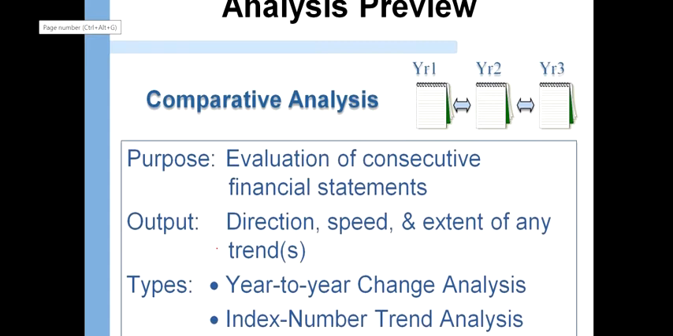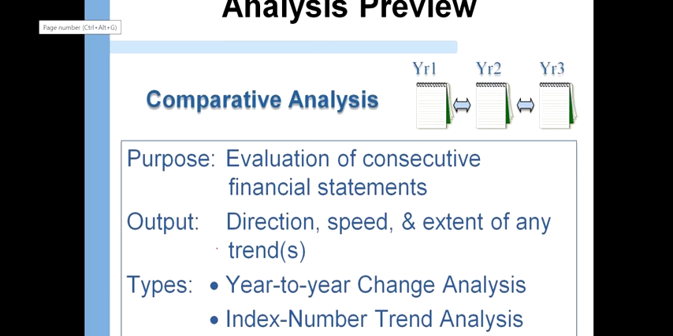So comparative analysis, nama pun compare. So dia compare apa? Compare from year to year. That's why it's known as year to year change analysis. Okay, purpose dia to evaluate the consecutive financial statements.